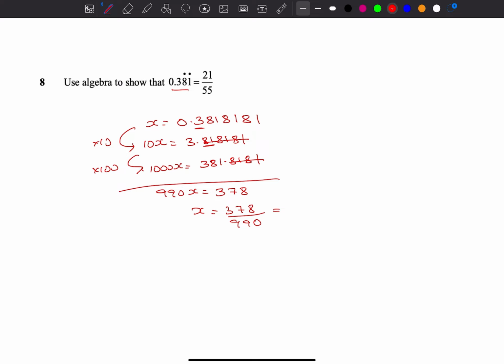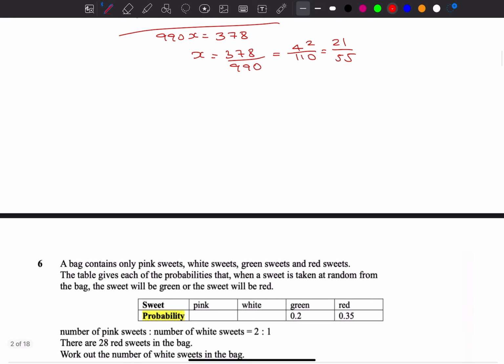37 divided by 9 is 4 remainder 1, 1 means 18. And 110 divided by 2 again, 21 and 55 if you divide by 2. Okay. Because they said show, so you got that. If they didn't say show or simplify, don't worry about factorizing, right?